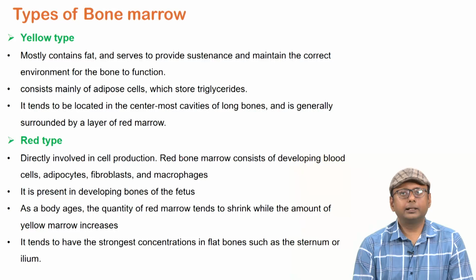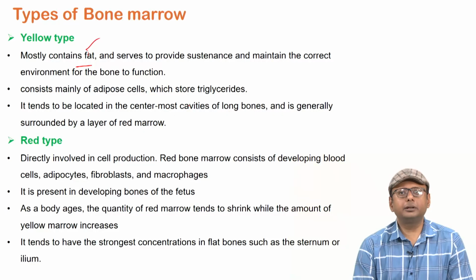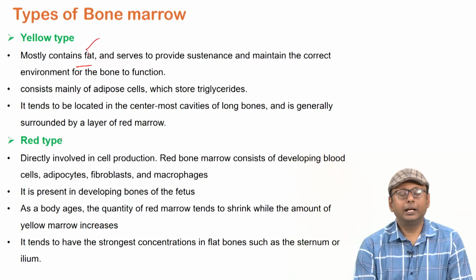Then as I said, there are two types of bone marrow. One is yellow, which mostly contains fat, and it mostly provides the right environment for the bone to function. Fat means it has adipose type of cells and also it stores triglyceride. That means it does not synthesize the RBC; it mostly gives structural integrity, a right environment for the bone to function. Also importantly, the yellow type is present mostly in the middle area, in the medullary cavity of the bone.